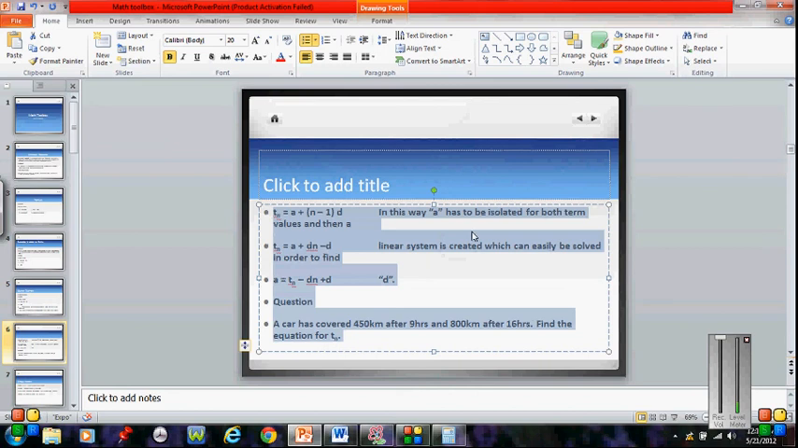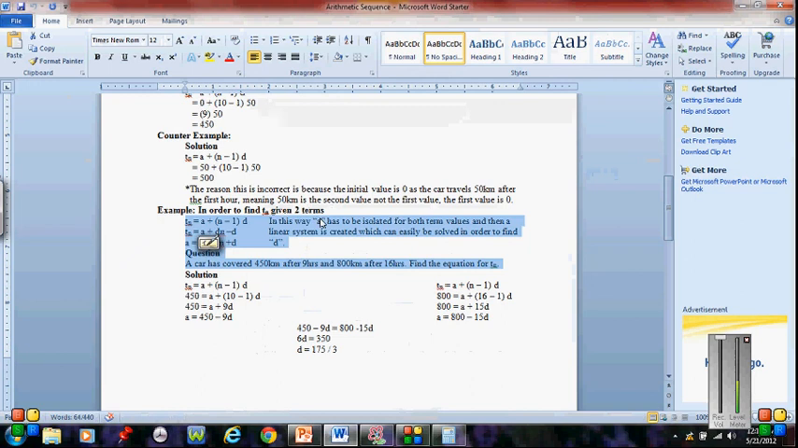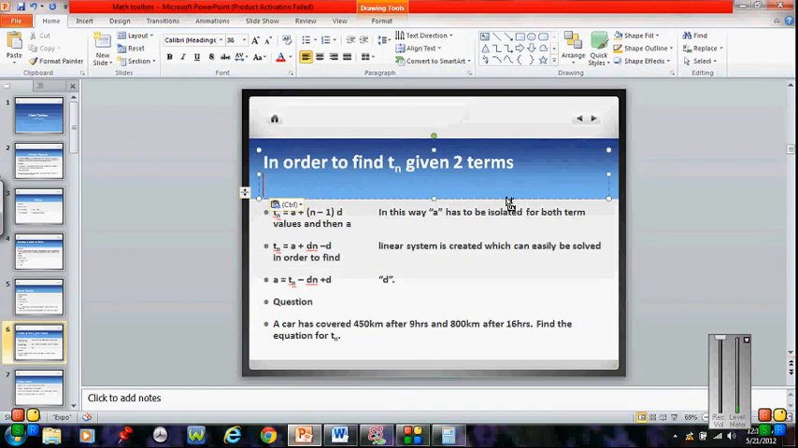Okay, so let's look at this bullet for you guys. Tn is equal to a plus n minus 1 d. That is our formula for arithmetic sequences. We know this. So what we're going to look at now is a little different, but not too different. It's going to be given two terms. So we're going to copy this and paste it over here as well.